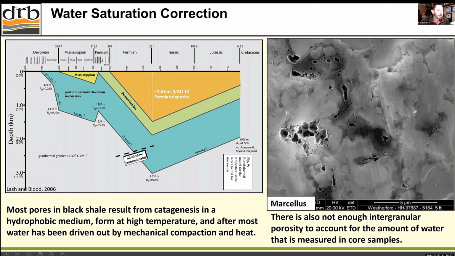The other problem we have is, and we can do this with SEM images, we can quantify how much of the pore system is in organic material and how much of it is in intergranular material. There's not enough pore space in the intergranular material to account for that bulk volume water that we extracted from the core. So we may measure 4 porosity units of water, but we only have 2 porosity units of intergranular pore space there. So we're seeing more water than we think the shale can actually hold.